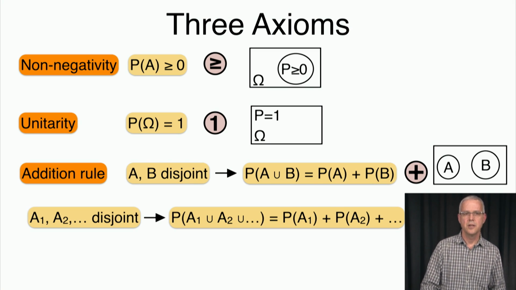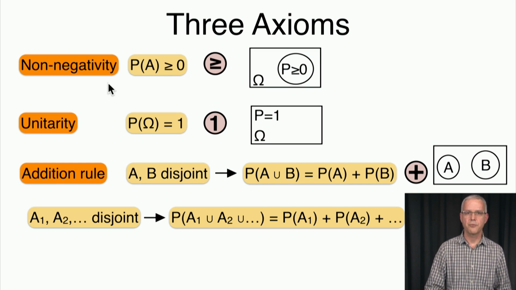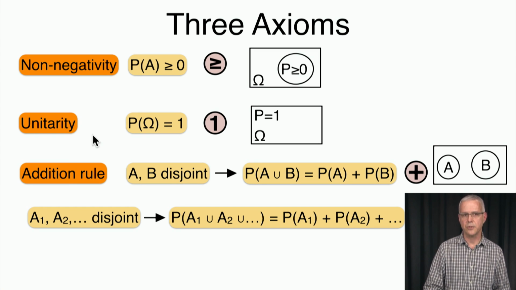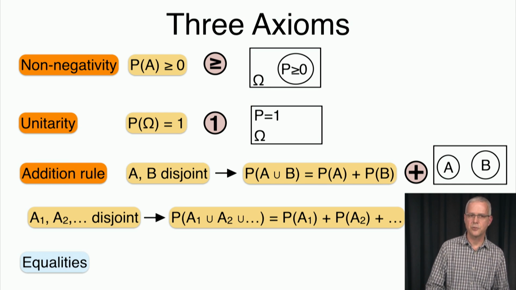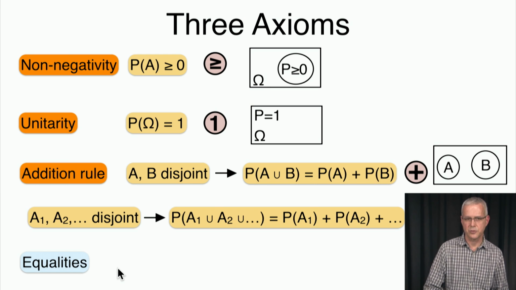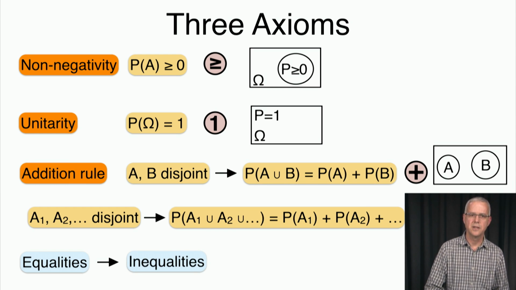Okay, so let's start. Remember the three axioms. There was non-negativity: the probability of any event is at least 0. Unitarity: the probability of the whole sample space is 1. And additivity: if you have two disjoint sets, the probability of the union is the sum of the probabilities. In the last lecture, we used them to prove a couple of equalities, and now we want to use them to prove some inequalities, except that we want to start with 0, and that could be viewed as equality. It is equality, but after that we'll move to inequalities.